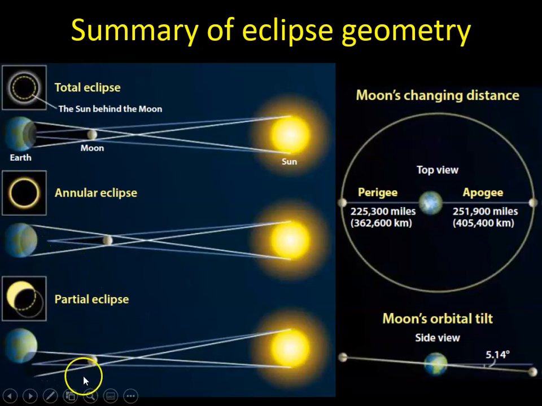And then a partial eclipse is like, okay, well, maybe it's close enough, maybe it's not, but in any case, it misses. Our moon's shadow ends up missing Earth, and you end up getting a partial eclipse because, well, part of the sun's disk is blocked, just not the whole thing. In other words, Earth is only in the moon's penumbra.